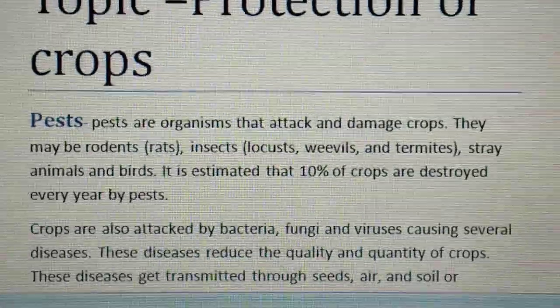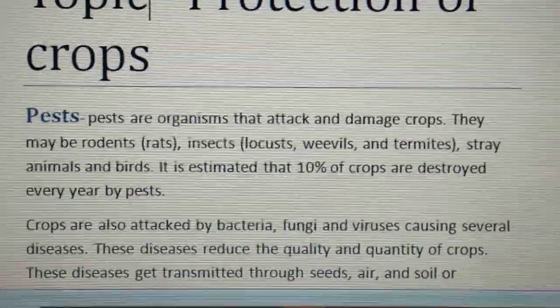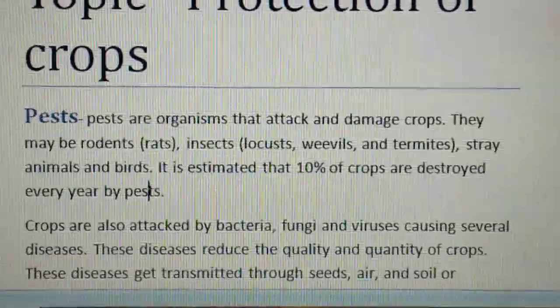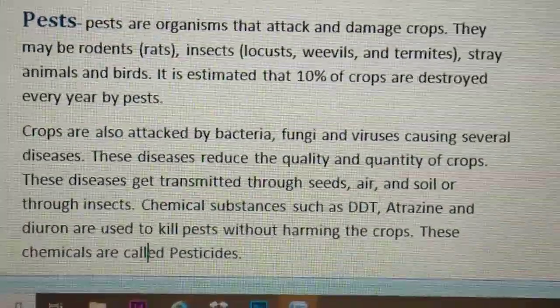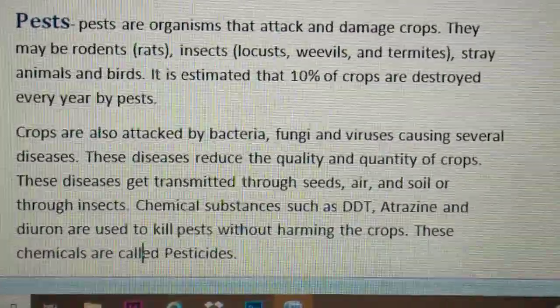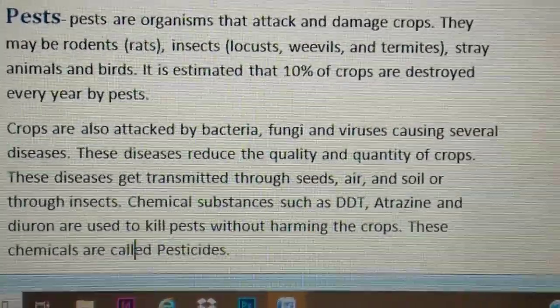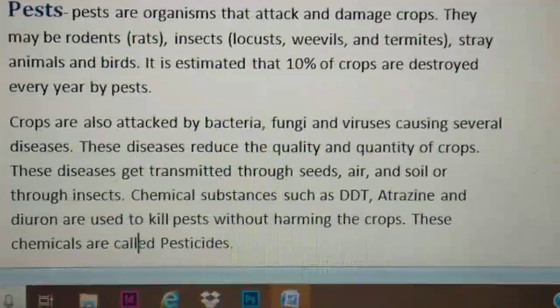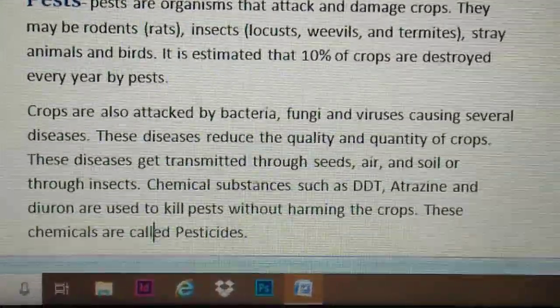Now crops are not only attacked by this, but they may be affected by bacteria, fungi and viruses, etc. And they cause several diseases to the crops. These diseases reduce the quality and quantity of the crops. So these diseases get transmitted through seeds, air, soil or through insects.